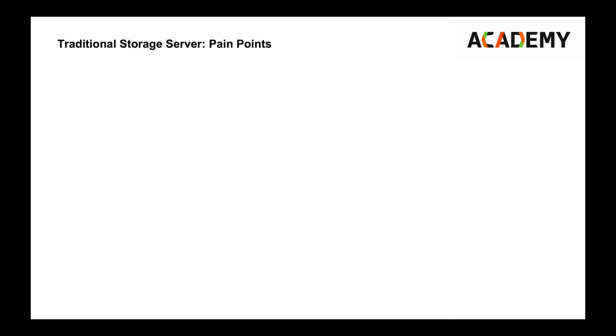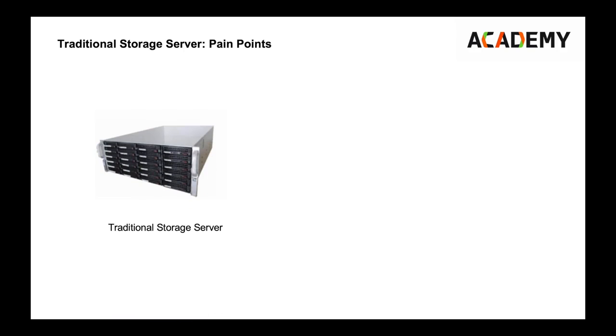So let's take a look at some traditional storage system pain points. Let's say you're developing your own off-cloud storage solution. Well, the first thing you're going to need to do is buy a storage server. This could be something like a SAN device from a company like Dell or EMC. What happens when the volume of data increases? Well, you have to buy more storage equipment.